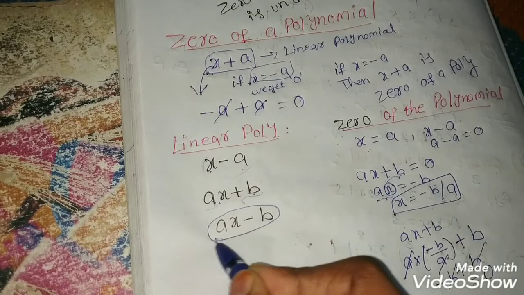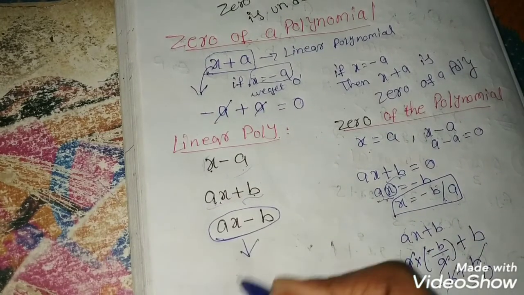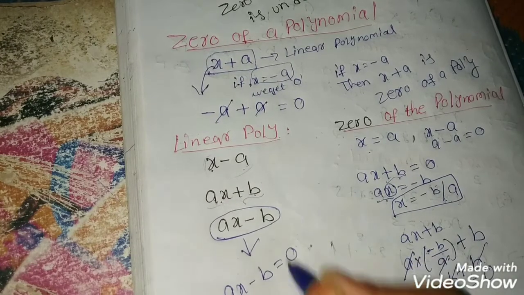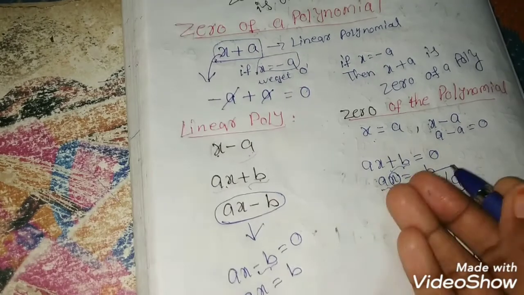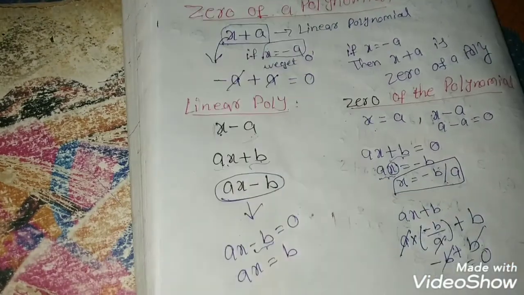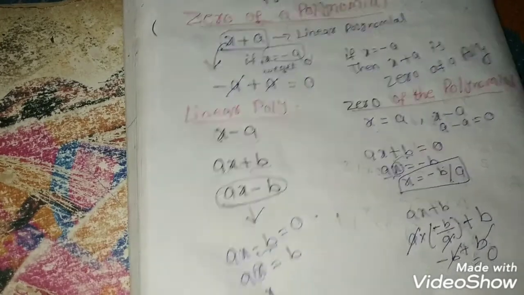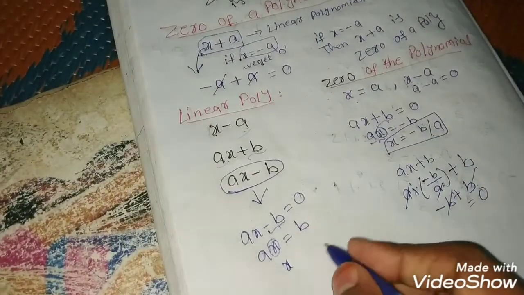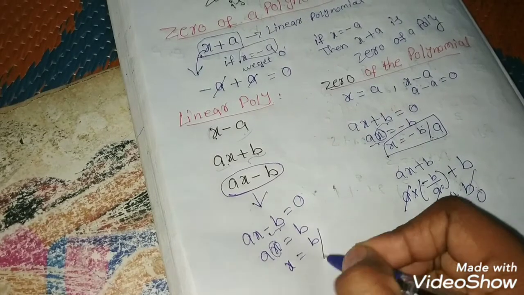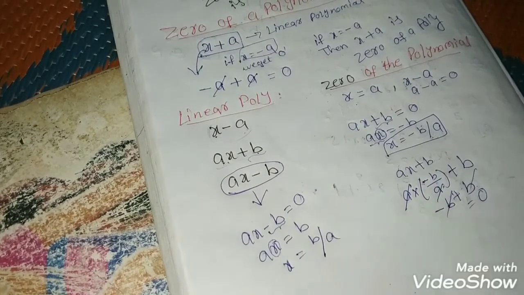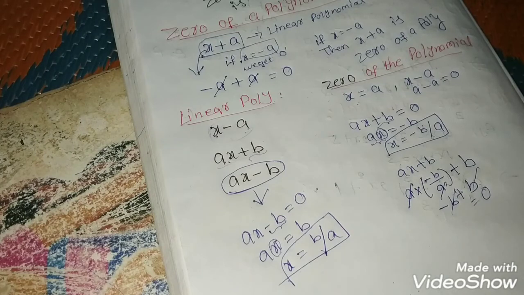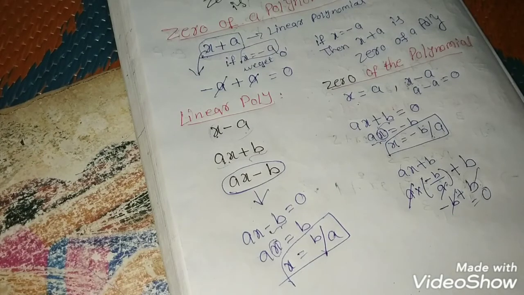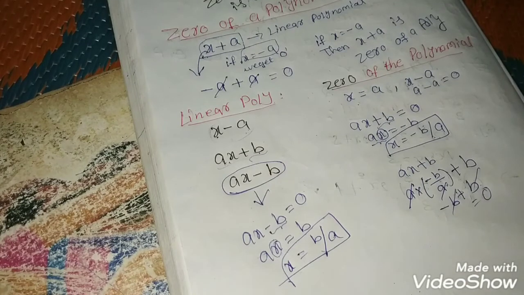So, coming to ax minus b. ax minus b is equal to 0, so ax is equal to b, because minus b moves to the right side and becomes positive. What do we need? We need the x value. x is equal to b, divided by a. So x is equal to b by a. If you put the x value as b by a, then we will get 0. This is the zero of the polynomial. That was the clear explanation. Thanks for listening to all this, and I hope you understand these things.